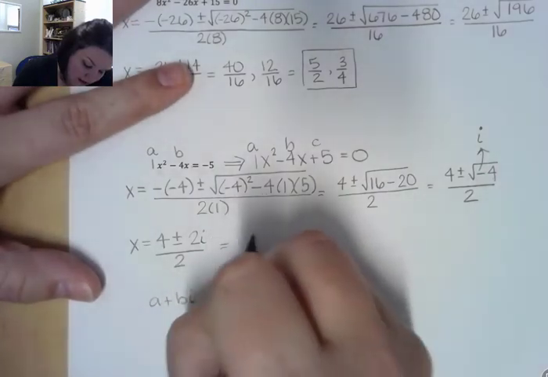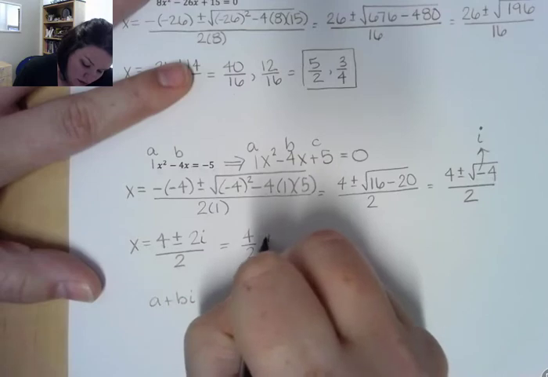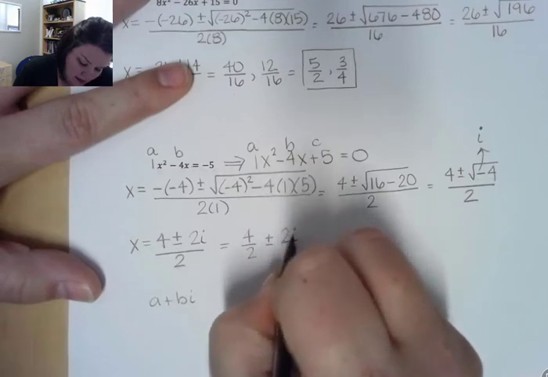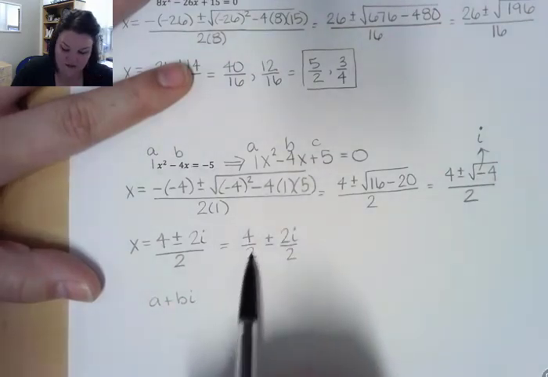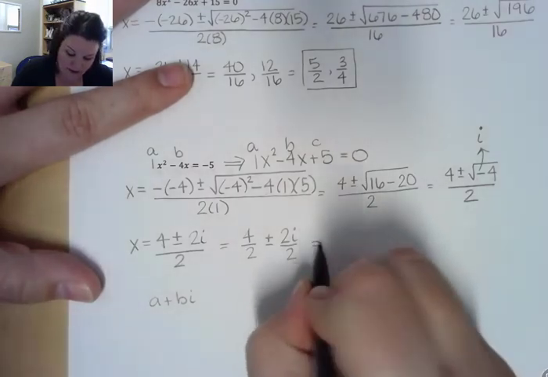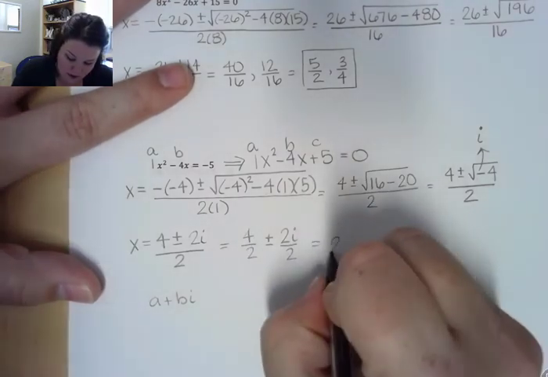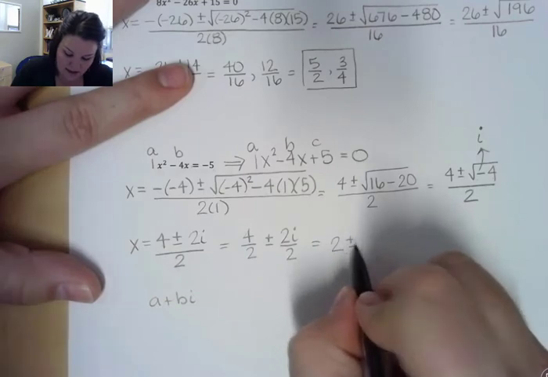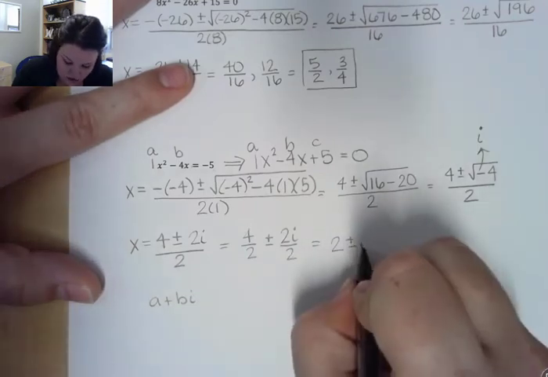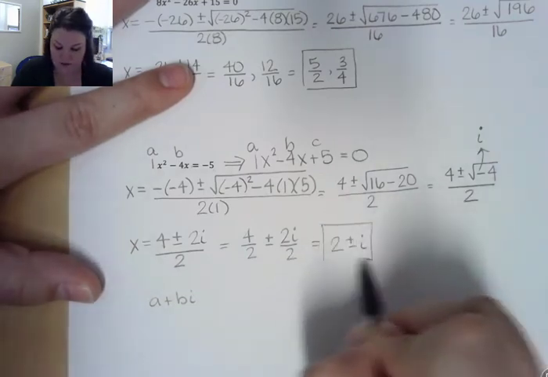So I'm going to go ahead and rewrite this as 4 over 2 plus or minus 2i over 2. And then each of these will reduce, right? So 4 over 2 just becomes 2, plus or minus, here my 2's reduce, and I'm left with just i. So 2 plus or minus i.